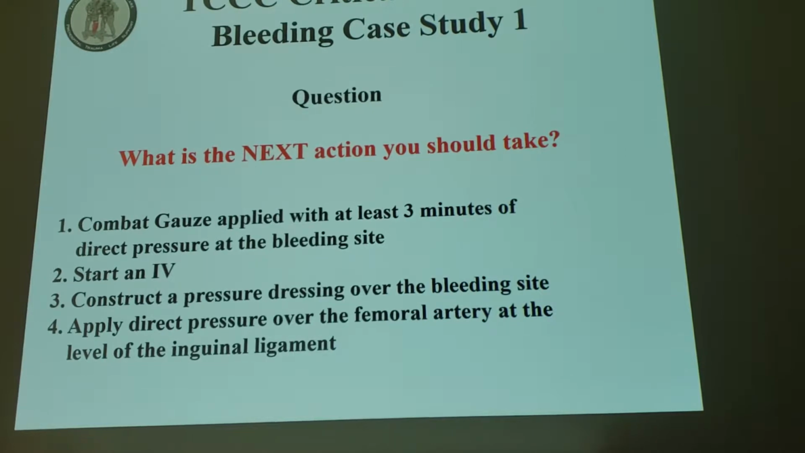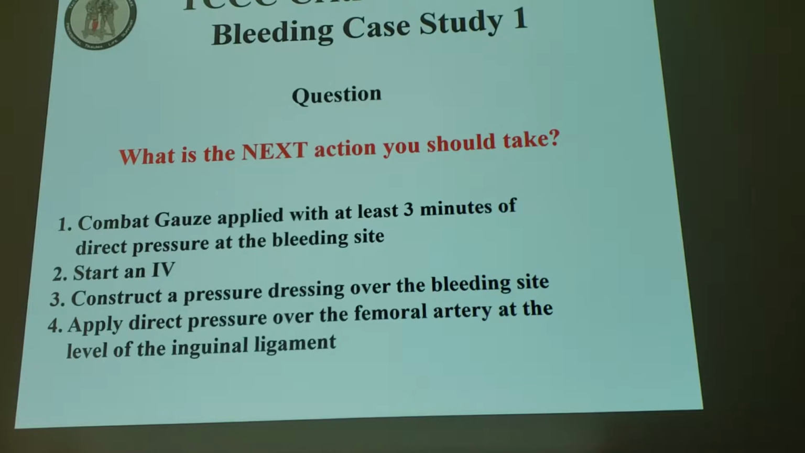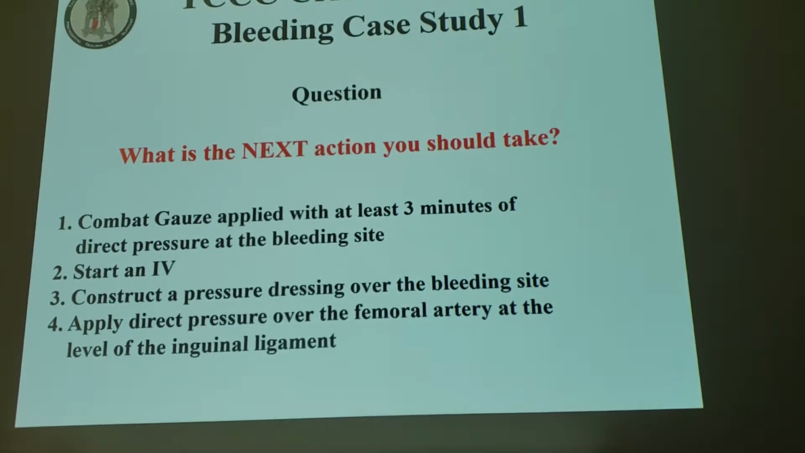1, combat gauze applied with at least 3 minutes of direct pressure at the bleeding site. 2, start an IV. 3, construct a pressure dressing over the bleeding site. 4, apply direct pressure over the femoral artery at the level of the inguinal ligament.